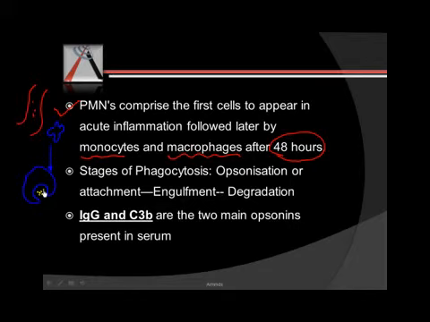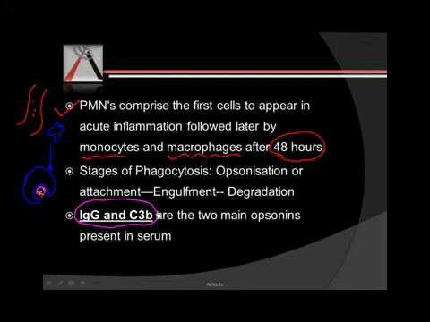This engulfing is promoted by opsonins. Opsonins are the mediators that coat the bacteria and make them more tasty, or palatable, for the PMNs. The most important opsonins are IgG and C3b. These are nothing but the immunoglobulin, and the complement fragment formed by the plasma.